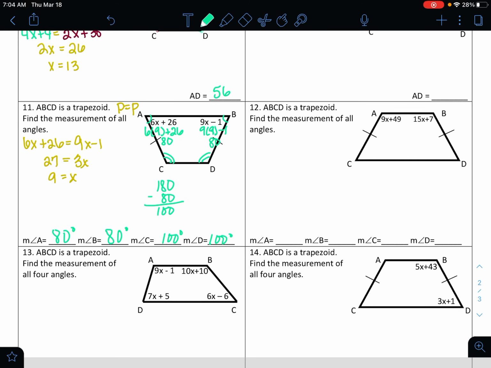All right, so if we take a look over here at number 12, same thing. So go ahead and give that a shot right now.